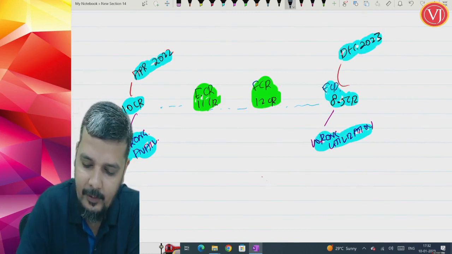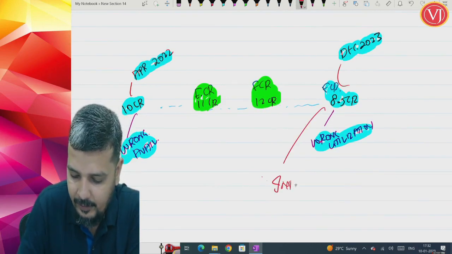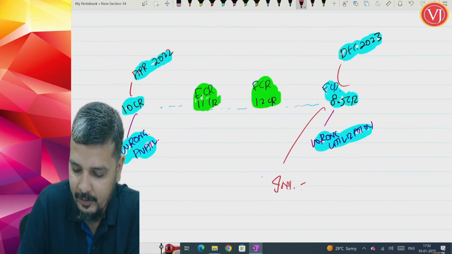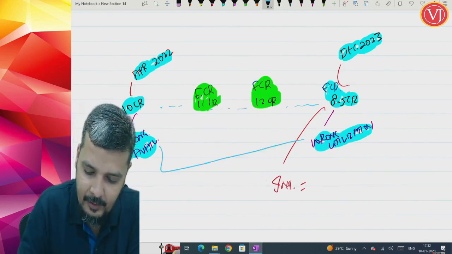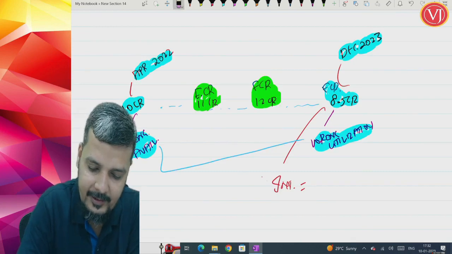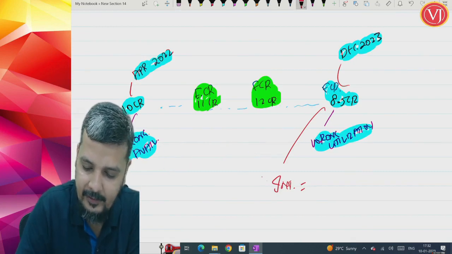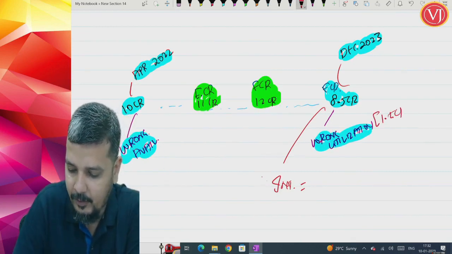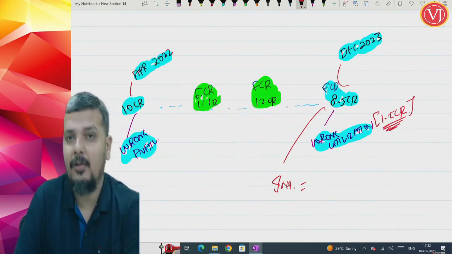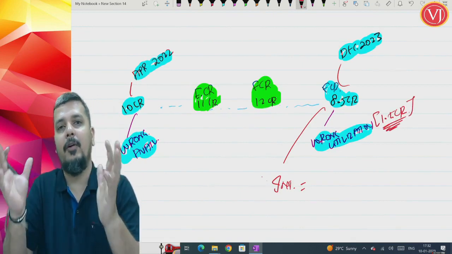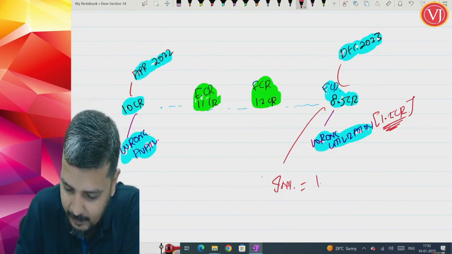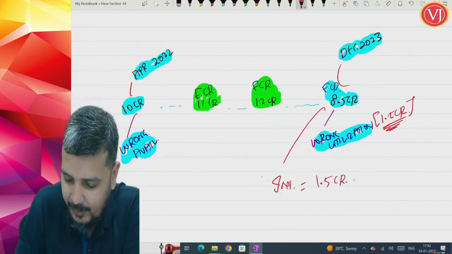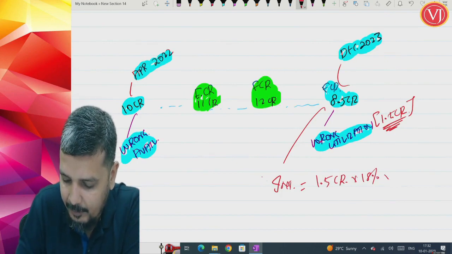So when I'm working out interest in this case, first of all, how much wrong utilization has happened? Wrong utilization has happened now, and only to the extent of 1.5 crores. The full amount is not wrongly utilized, it is only to the extent of 1.5 crores. So my interest calculation will be 1.5 crores multiplied by 18% per annum.